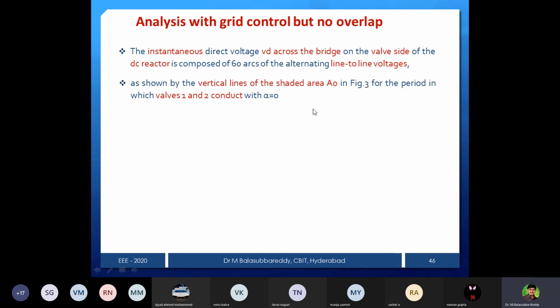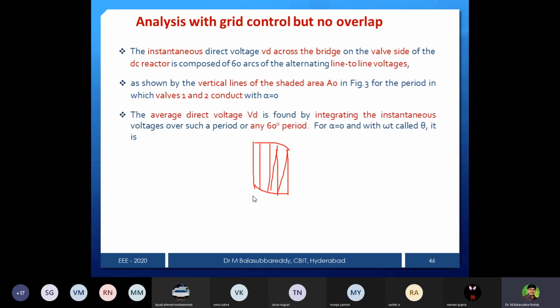And now, as in the previous diagram I showed, if any valve is conducting, it means overlap is taking place, that portion. So consider this is the portion. You can integrate, and you get the average output voltage. That is in diagram 3 I already showed you. So based on that you can get it there.